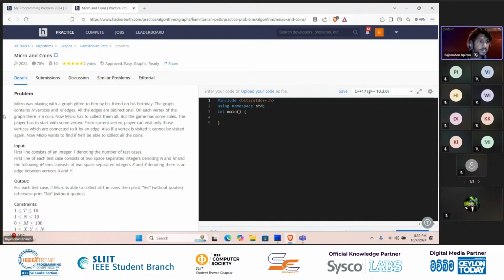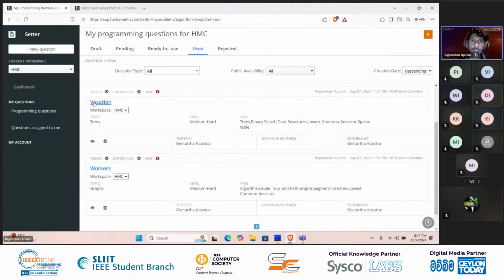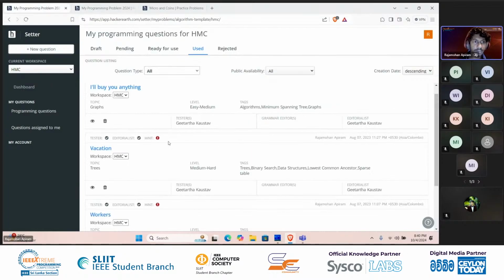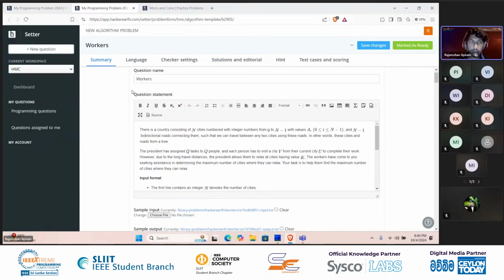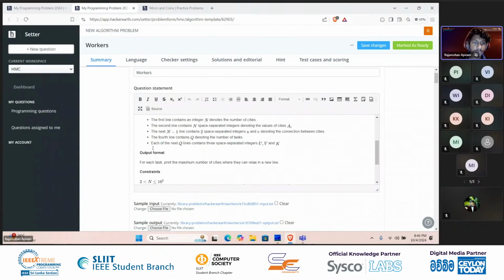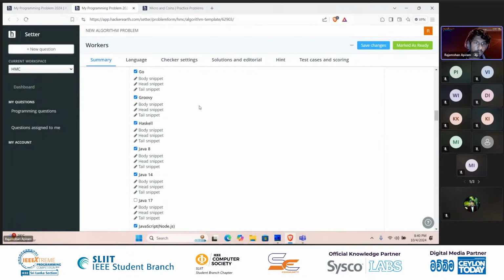The problem will be in this format, and there will be a problem statement, input format, output format, and constraints. For each problem, there will be some sample test cases, and there will be some hidden test cases as well. I can show you how questions are prepared in HackerEarth, because I used to work with HackerEarth as a problem setter. These are the problems I created for some competition. So this is how a question is prepared. Here you put the problem statement, input format, output format, constraints, sample input, sample output, and explanation.